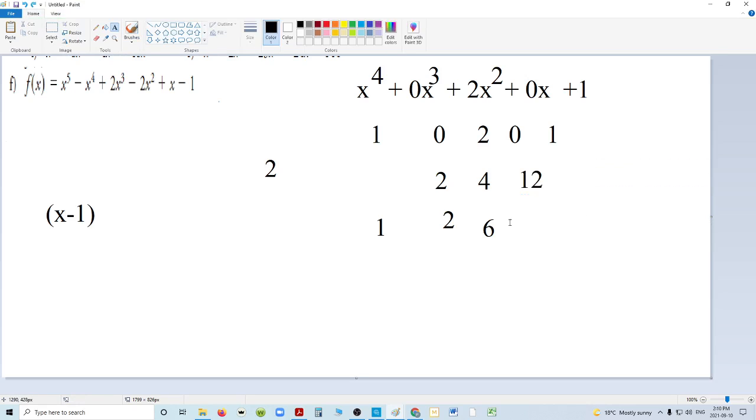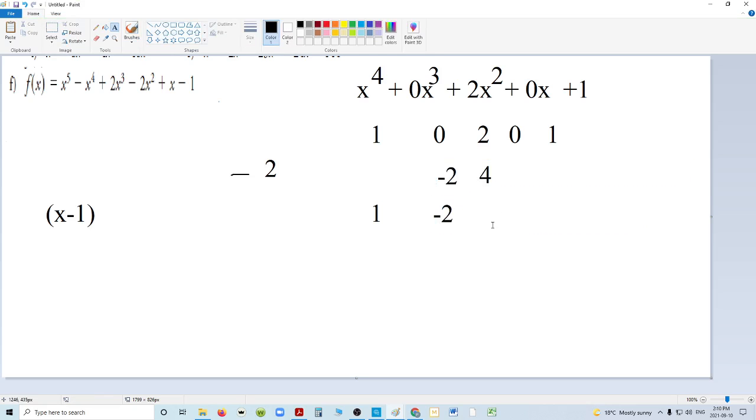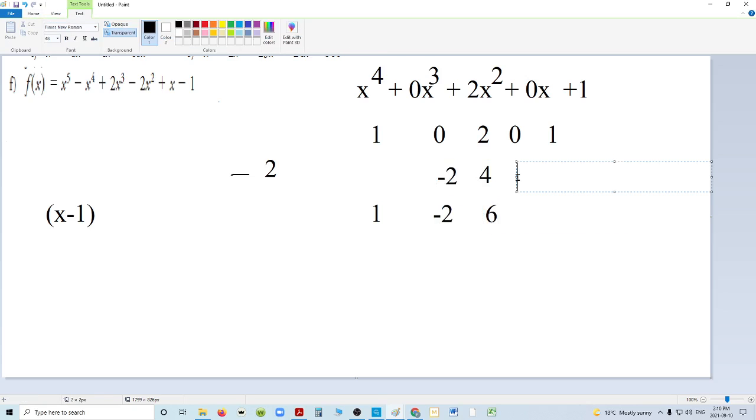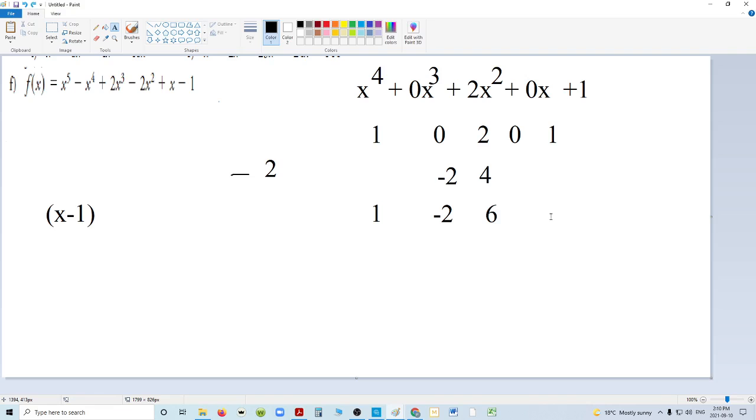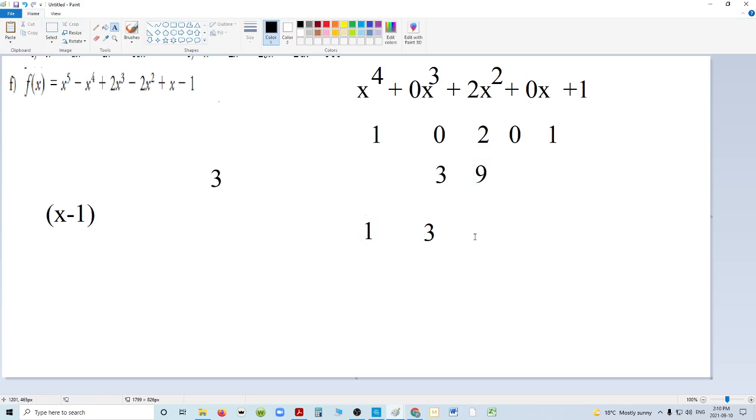Nope. So I'm going to try negative 2. Nope. That's interesting. So I'm going to try 3. I don't think 3 is going to work either. Getting out of control.